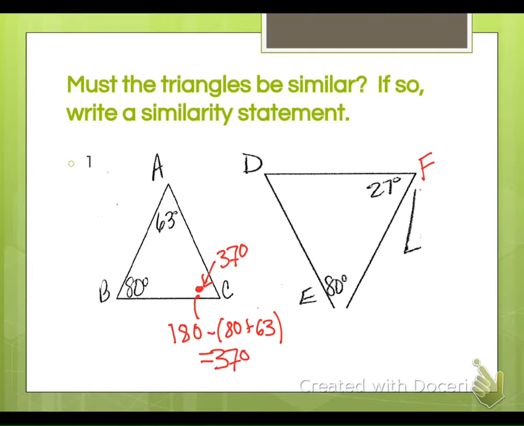So 37 is this angle. Right now, if we did 180 minus 80, that is 100, minus 27 is not going to give me 37. So we know we aren't going to have another congruent angle in here. So we can say these are not similar. So not similar. Not all angles are congruent. And then we use that little not-congruent symbol to show that.